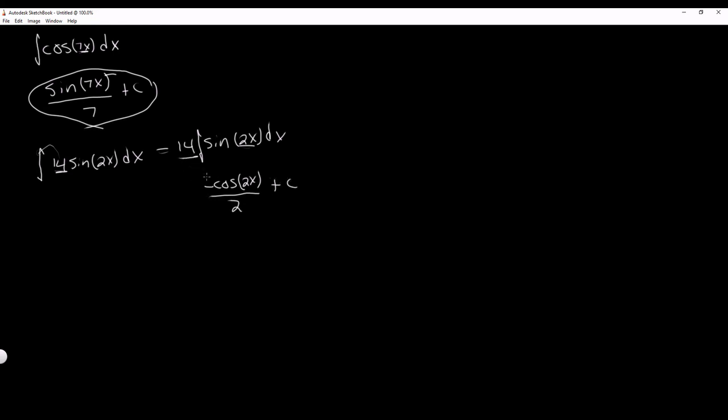Can't forget the constant, so we multiply this answer by 14, and we get 14 times this. And simplified, this would be negative 14 cosine of 2x divided by 2 plus c. And we can further simplify this because 14 divided by 2 is 7, so we could rewrite this as negative 7 cosine of 2x plus c.